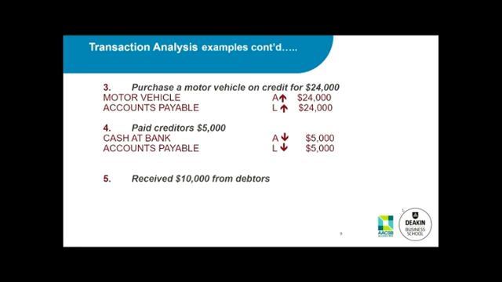Number 5, received $10,000 from the debtors. So here we've got our assets increasing for cash and our debtors decreasing for the accounts receivable.